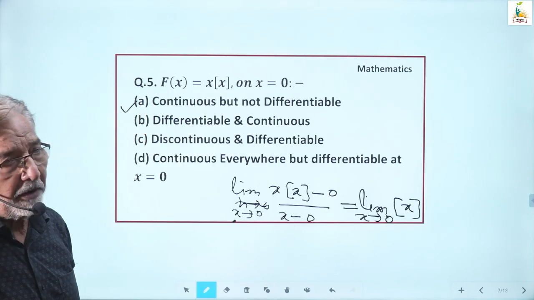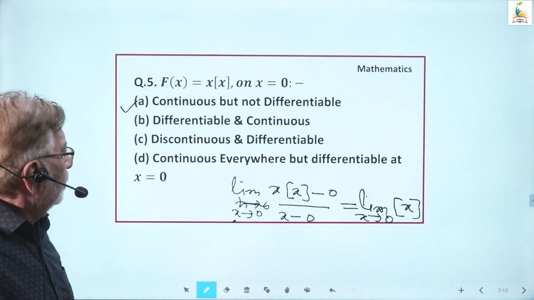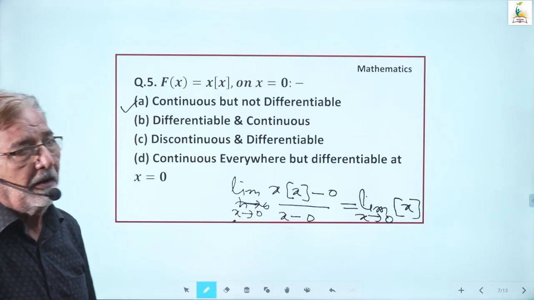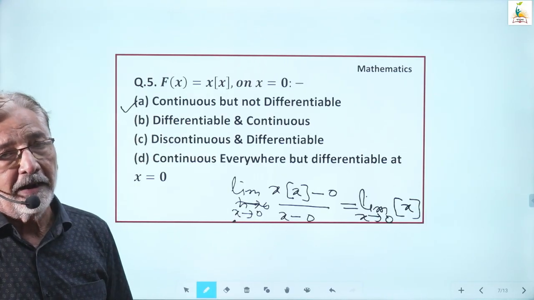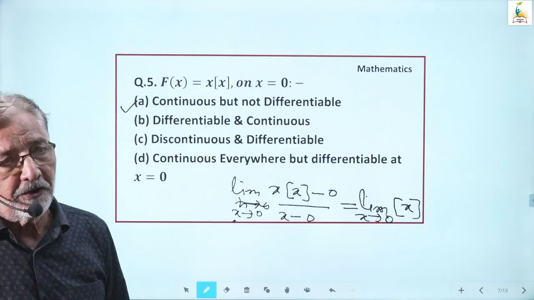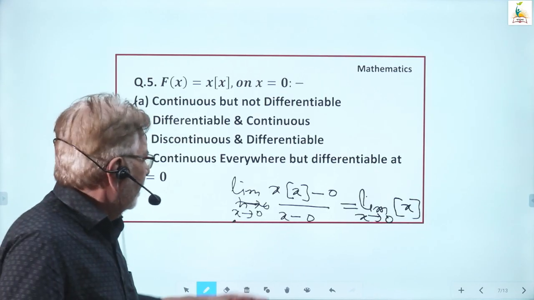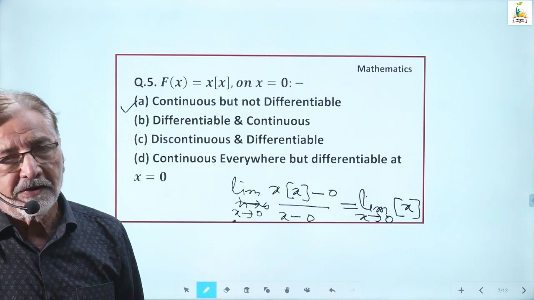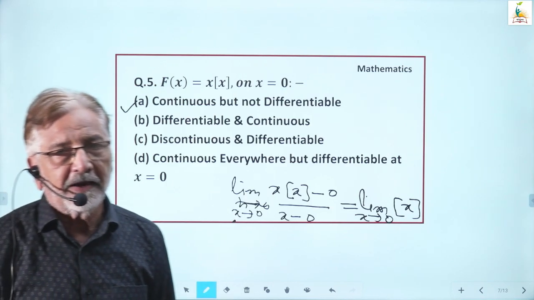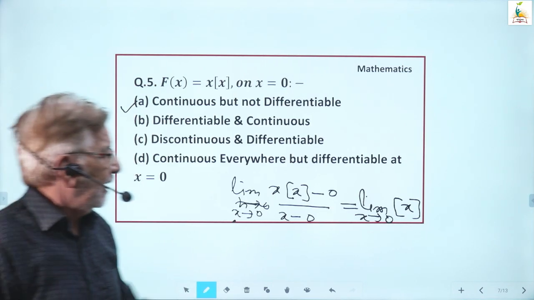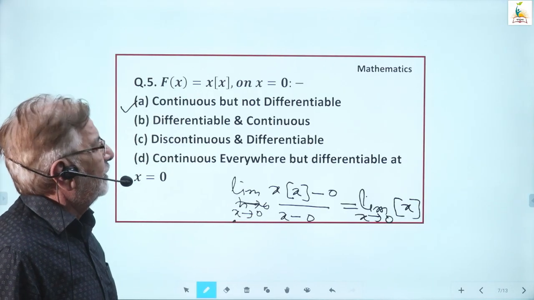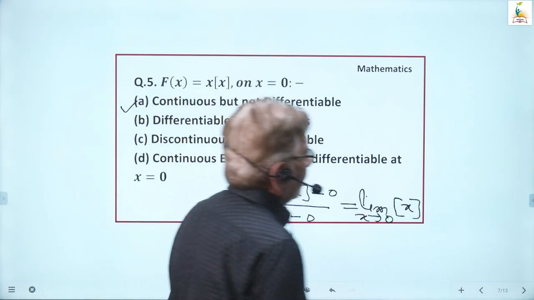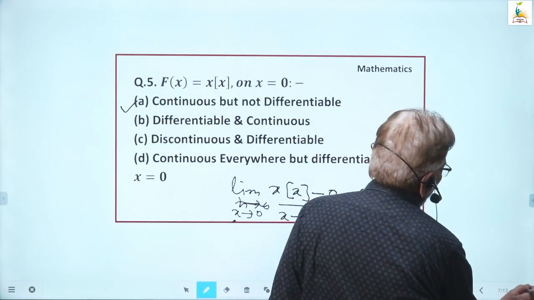This is a very important question. What you have to do: first check the continuity at x equal to 0, find the left limit, find the right limit at 0, and then check the differentiability according to the principle: limit x tends to a, (f(x) minus f(a)) upon (x minus a). If it is finite, the function will be differentiable, otherwise it shall not be differentiable.